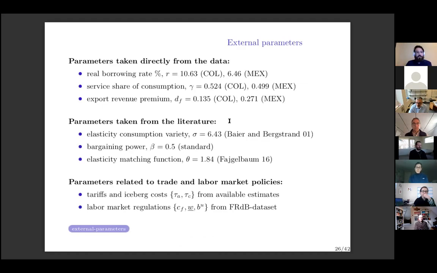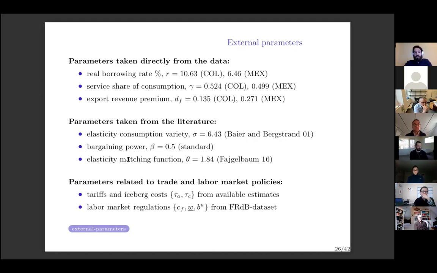Okay. So jumping to the calibration, there are a few parameters that are taken directly from the data. They can be measured via interest rate, share of consumption of service goods, export revenue premium. Some parameters cannot be identified in the model, particularly the elasticity of consumption, the bargaining power, and the elasticity of matching fraction. They are taken from the research. And all the parameters related to the policy are calibrated to the observed value.